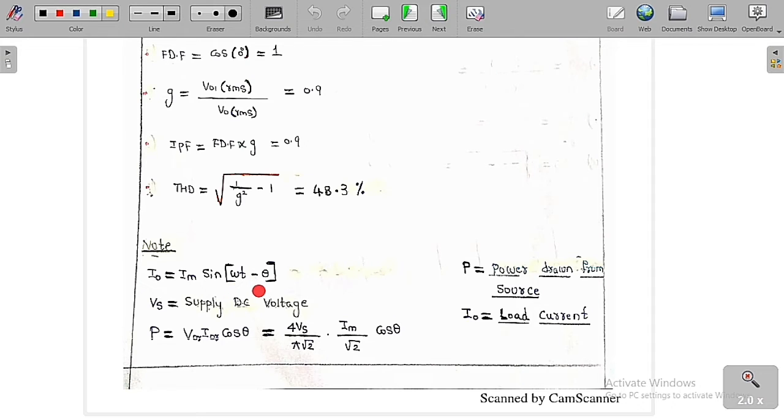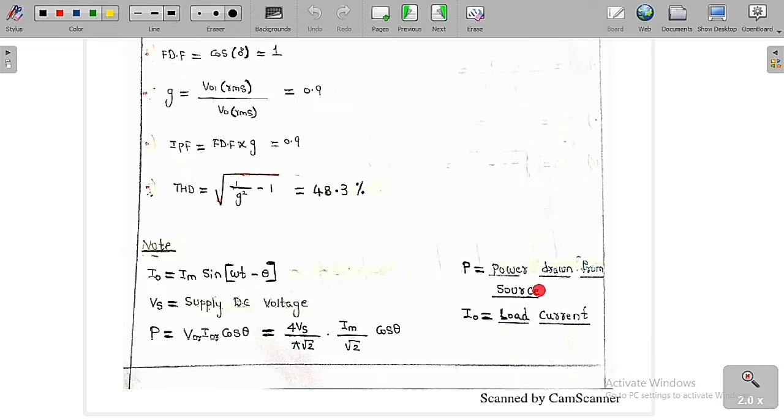So this is the output current I am going to get for this load. And Vs is called the supply DC voltage, because as it is an inverter, the input is basically a supply DC voltage. Then I want to find the overall average power which is supplied by the source, or the overall average power consumed by the load.